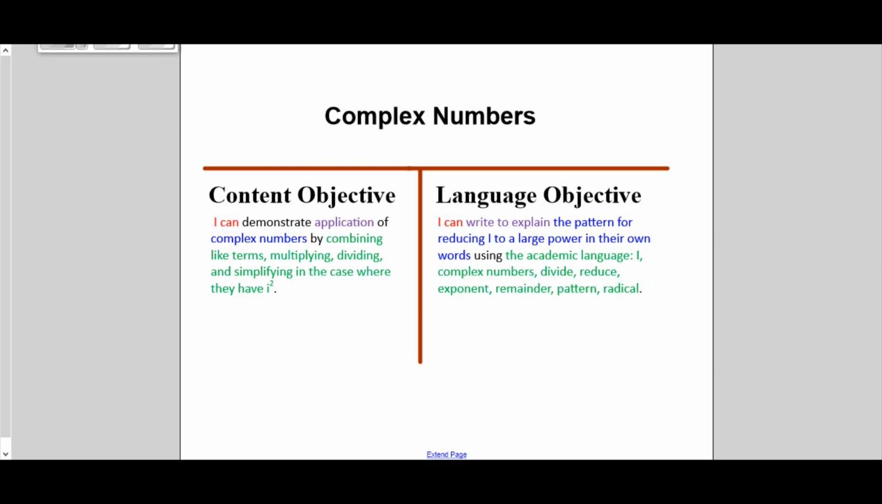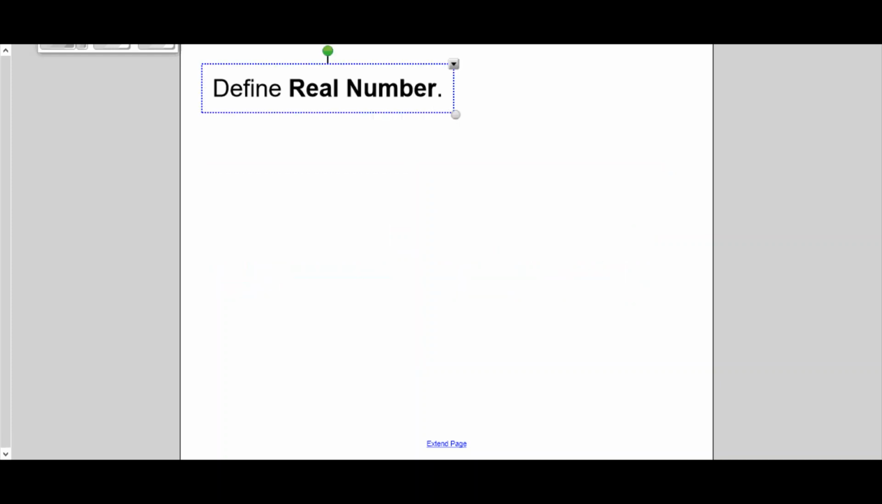In this lesson, we're going to go over complex numbers. You'll be able to demonstrate application of complex numbers by combining like terms, multiplying, dividing, and simplifying in the case where we have i squared. We will be able to explain how to reduce large powers of i. So let's start by defining a couple things.